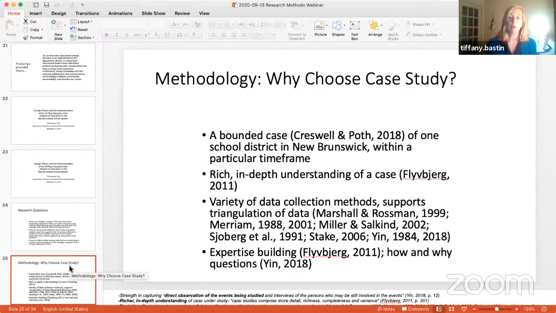And another reason why I chose case study was because the work of Flyvbjerg talks about how critical case study research is to expertise building. I've been in education for 28 years, and at this point in my career, I really wanted to become an expert in something. With case study being so in depth and so detailed on a smaller case, you can develop expertise through that. And my questions were predominantly how and why, and therefore Yin would suggest this was a good fit with case study methodology.